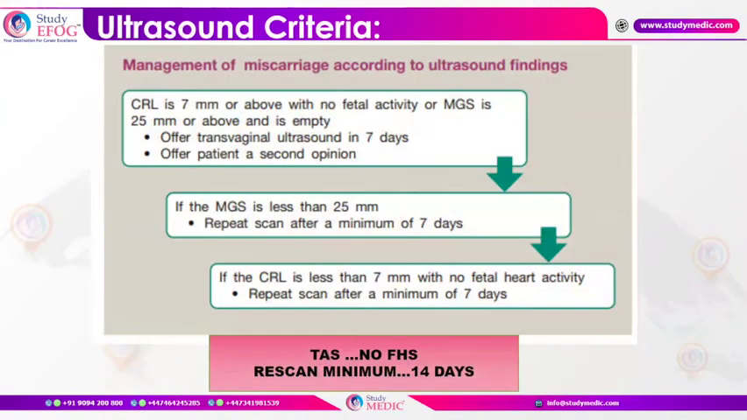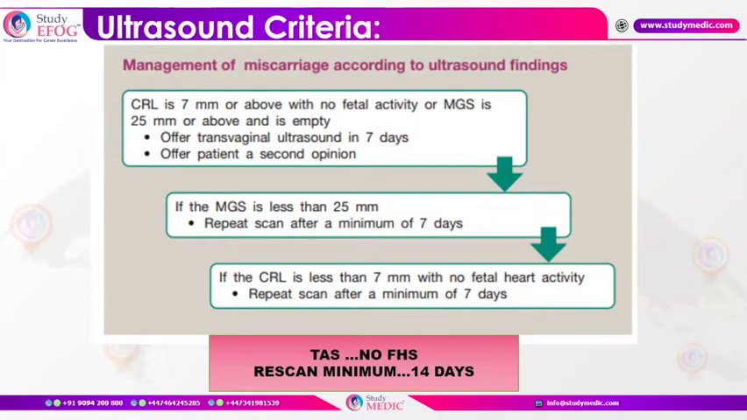So how do we diagnose? There are certain ultrasound criteria. If the CRL, crown rump length, is 7 millimeters or above with no fetal activity, or the mean gestational sac is 25 millimeters or above and is empty, we have to offer a transvaginal scan in 7 days, or offer the woman a second opinion.